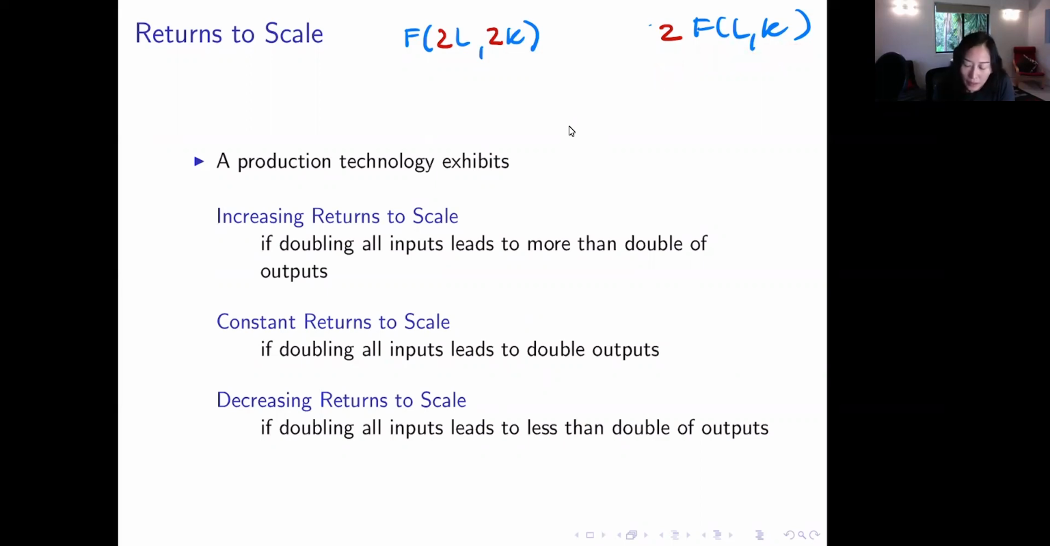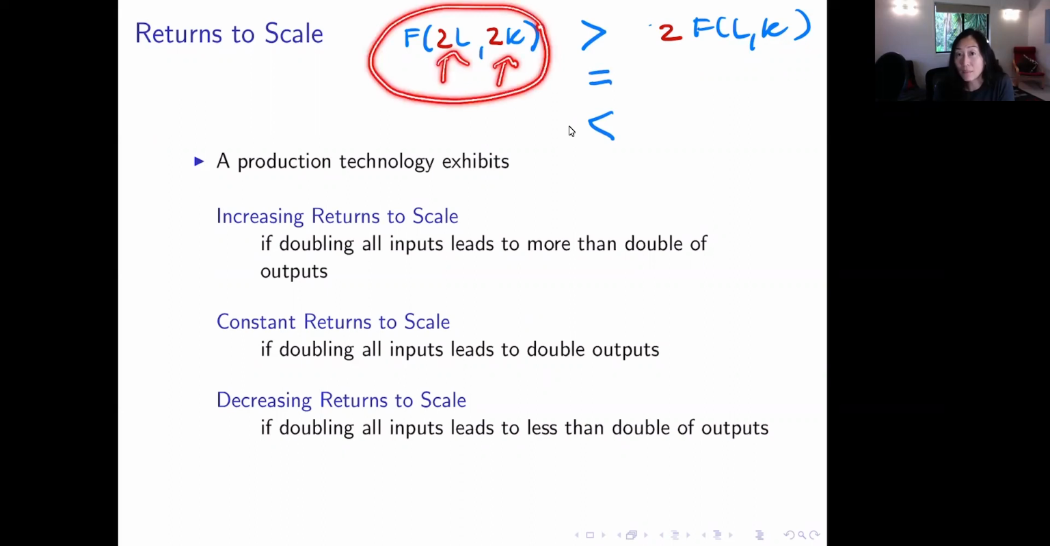So we can have greater than, equal to, or less than. If we double the inputs and the output from doubling the inputs is bigger than 2 times the amount of original output, then we have increasing returns to scale, IRS. If it's equal, I have CRS. If it's less than, it's called DRS, decreasing returns to scale.